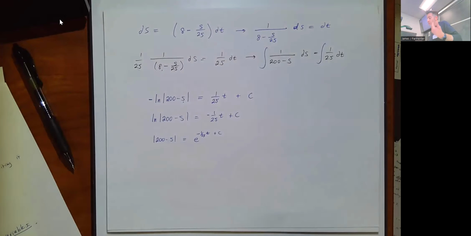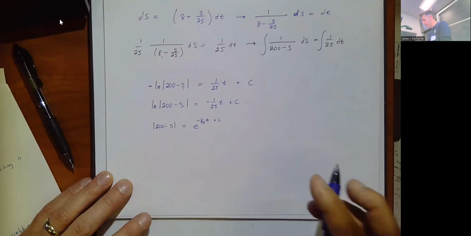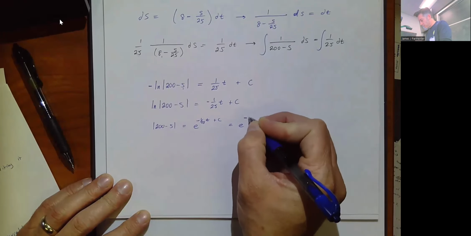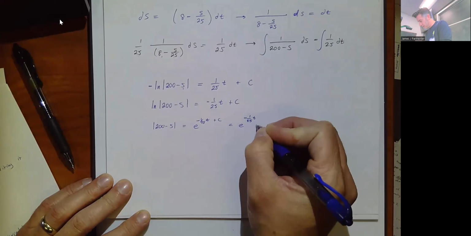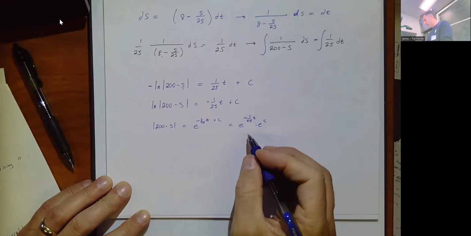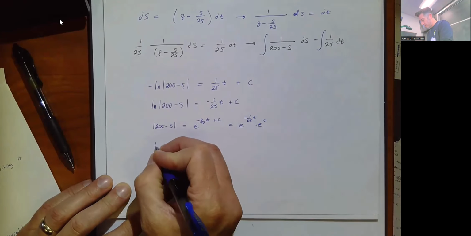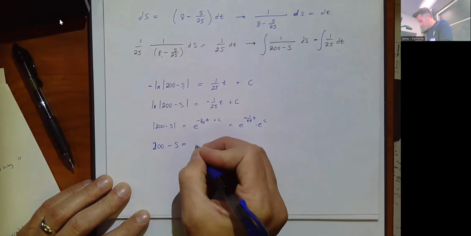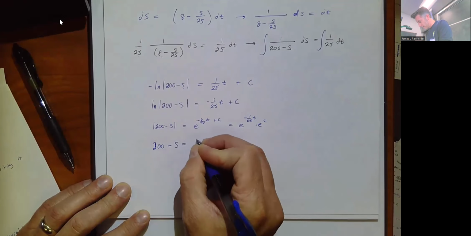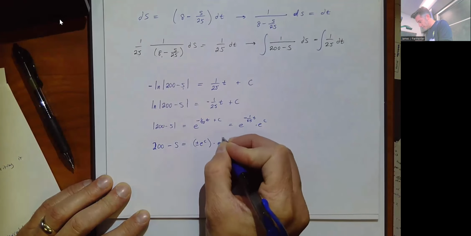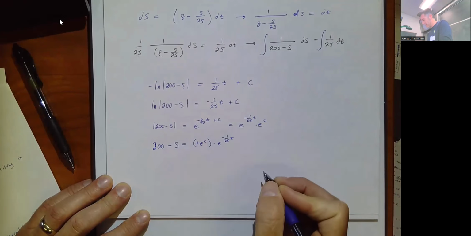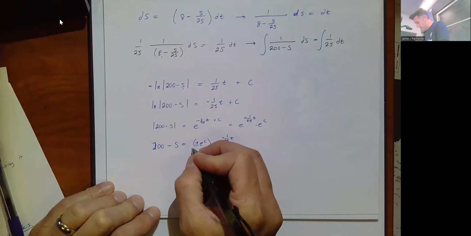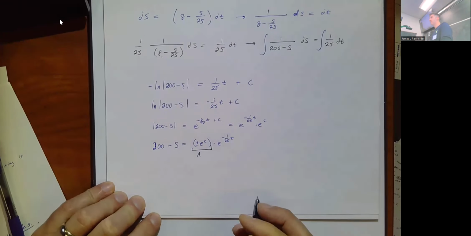But here's the work someone might want you to show to justify that. Rewrite the right-hand side here as e to the -1 over 25t times e to the c. And then we're going to say that, not the absolute value, the 200 minus S is equal to plus or minus e to the c times e to the negative 1 over 25t. And then you're going to call that some new constant. That's how you get to justify that.